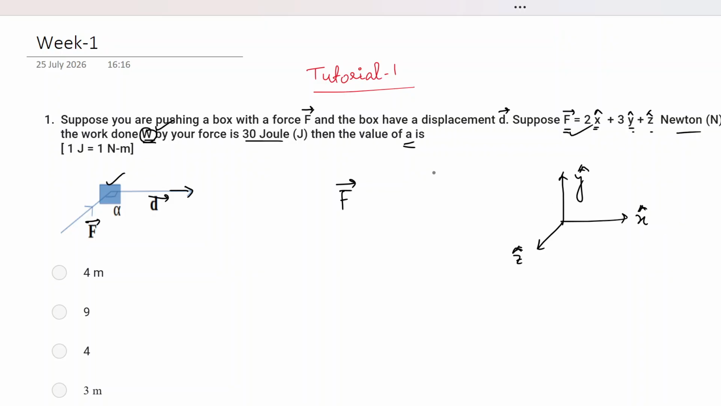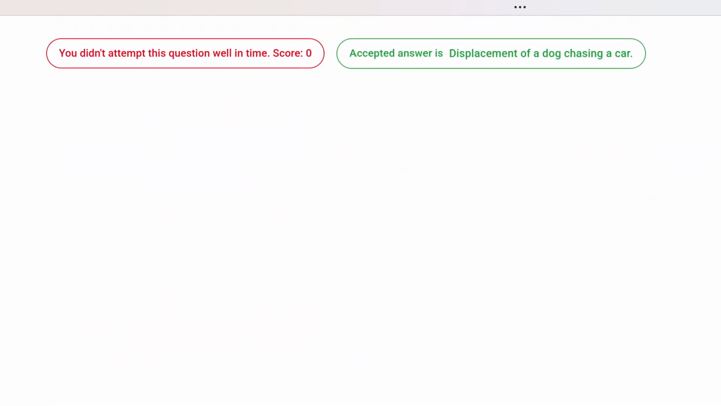And so the value of work done is given, so the left hand side is known, that is 30 joule, and you have information about F. Now the only variable that is unknown to you in the question is A. Whenever you take the dot product, you have all the quantities known, only one variable A. So from solving this, you can get the value of A.